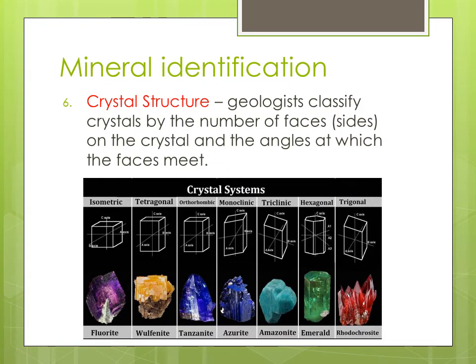We have to look at the crystal structure. All right, geologists classify crystals by the number of faces or sides on the crystal and the angles at which the faces meet. So you see a bunch of different crystal structures in that chart there. You also see different sides, different angles, different shapes.